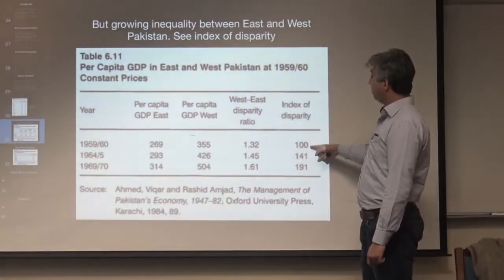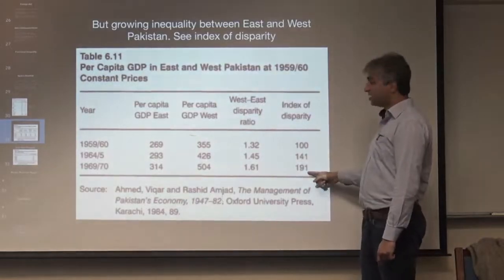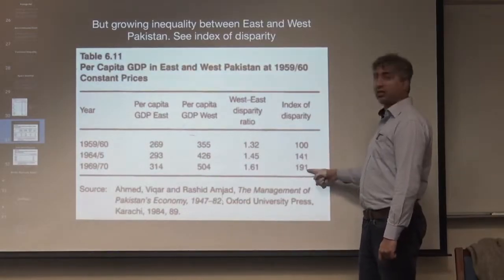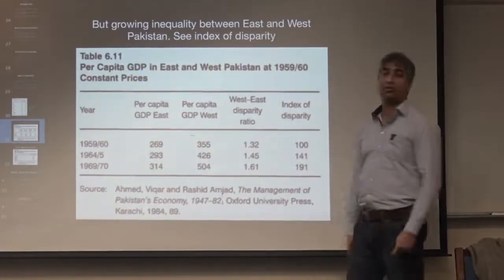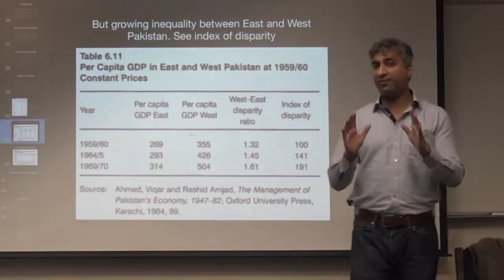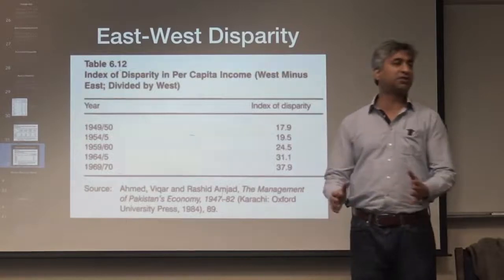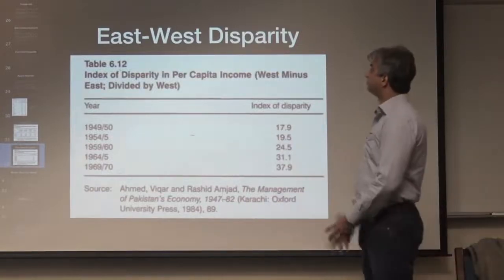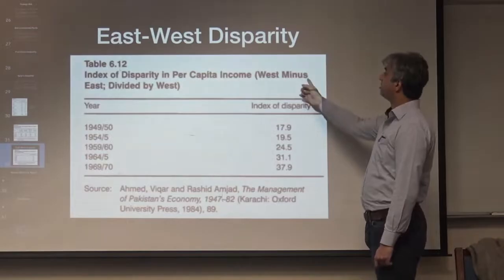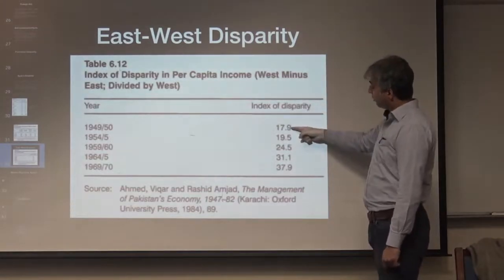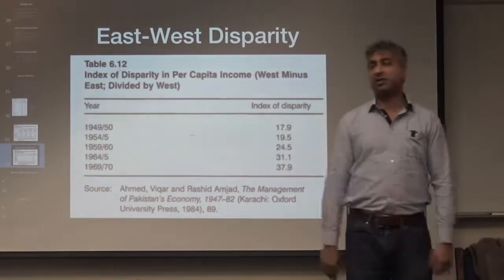So what's happening in the index of disparity? If we take 59 as the base year, by 1969, a decade later, you can see that the inequality index has gone up almost 100%, from 100 to 191. So the Bengalis can really feel that the way in which industrial development in Pakistan is occurring is leaving them way behind. Here's some more data. In 49, the index of disparity, West minus East divided by the West, if you look at it in terms of proportion, goes from almost 18 to 38. So you see that it is rising quite dramatically.